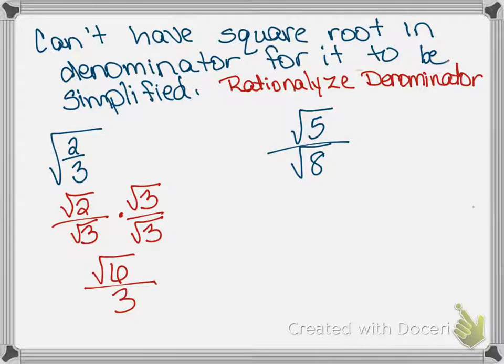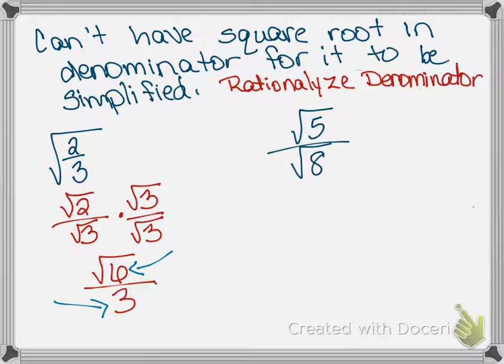Now, do you see how this 6 is inside the radical, but this 3 is not inside the radical? That means you can't simplify the two of those. In order to simplify, they both have to be in or they both have to be out. You can't simplify when one's in and one's out.